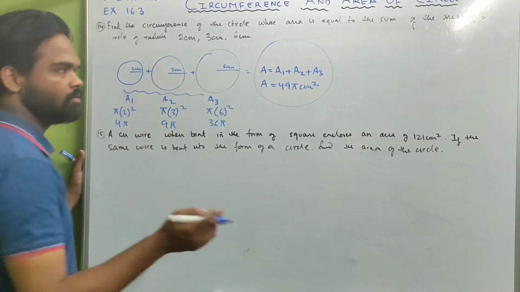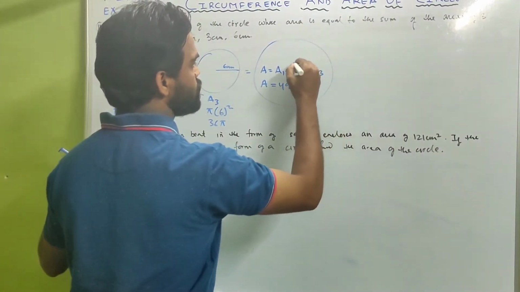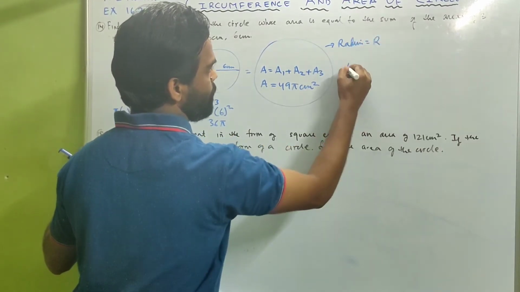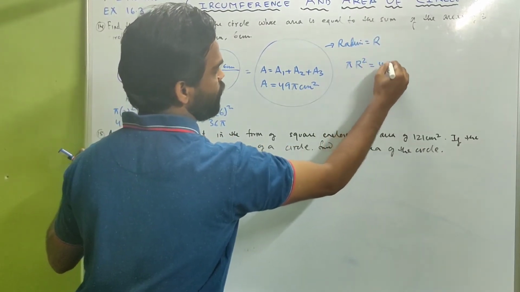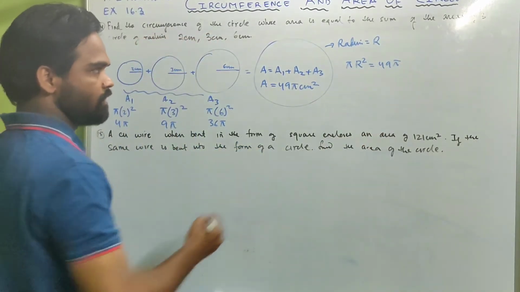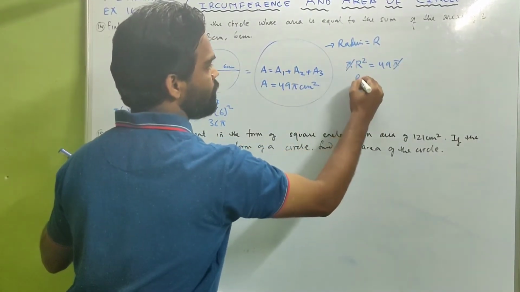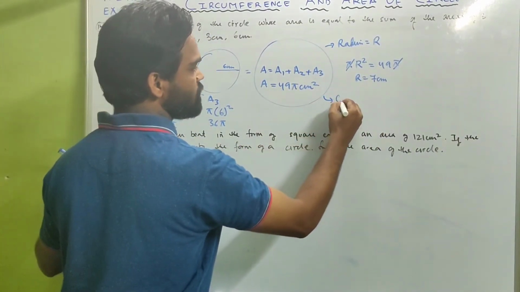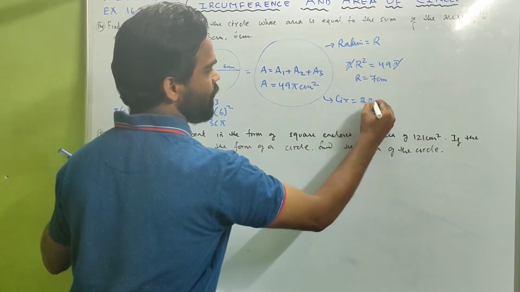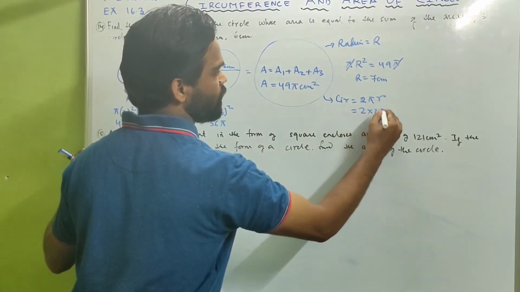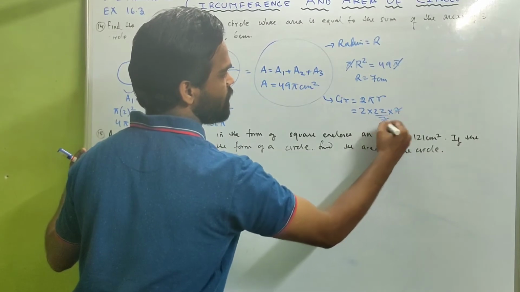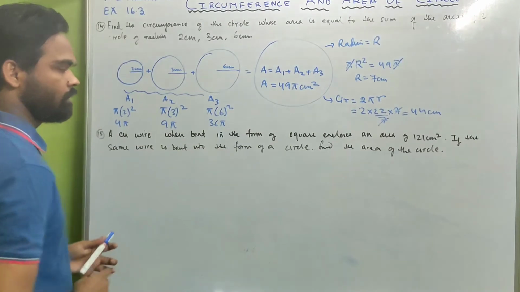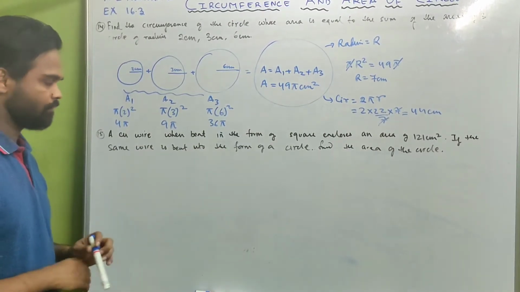Now we know the area. We can get the radius. Just use the formula. Suppose the radius is capital R. Then pi capital R square is 49 pi, isn't it? Which means R will be 7 centimeter. Once you get R, the circumference will be 2 pi R, which is 2 multiplied by 22 by 7 multiplied by 7. That's 44 centimeter. Done. Nice sum. Is it clear?